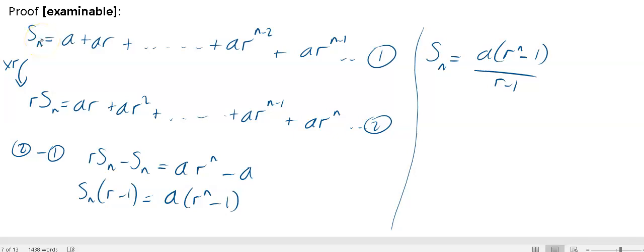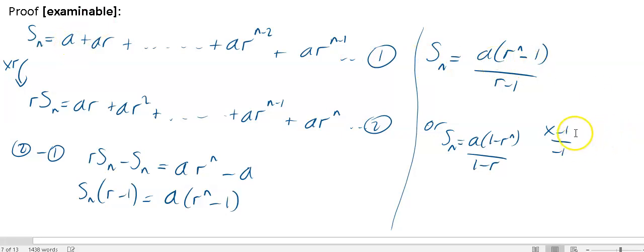Okay, and just how you get to the other formula, you could just say, if you multiply the top and the bottom by minus 1 over minus 1, you would just get S of n is equal to a times 1 minus r to the power of n all over 1 minus r. Multiplying top and bottom by minus 1 over minus 1 is the same as multiplying by 1, so it changes how the thing looks, but it doesn't change its worth, so they're definitely just the same thing.